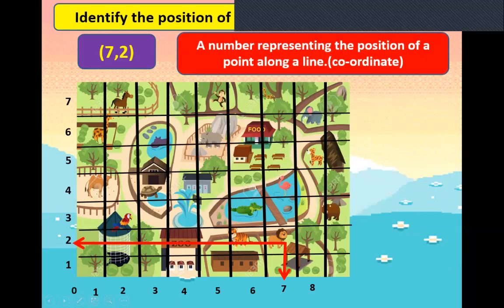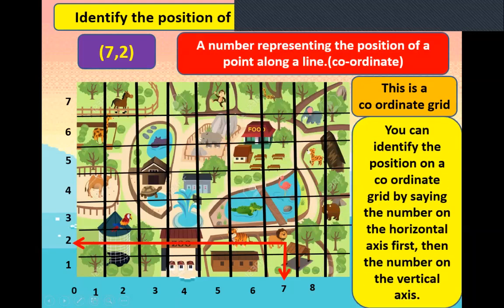A number representing the position of a point along a line is coordinate. So this is a coordinate grid. You can identify the position on a coordinate grid by saying the number on the horizontal axis first, then the number on the vertical axis.